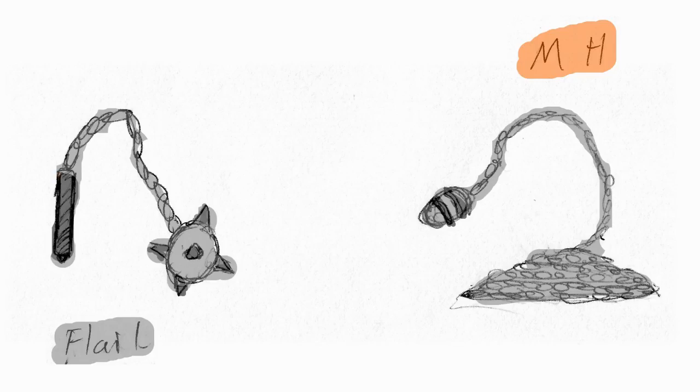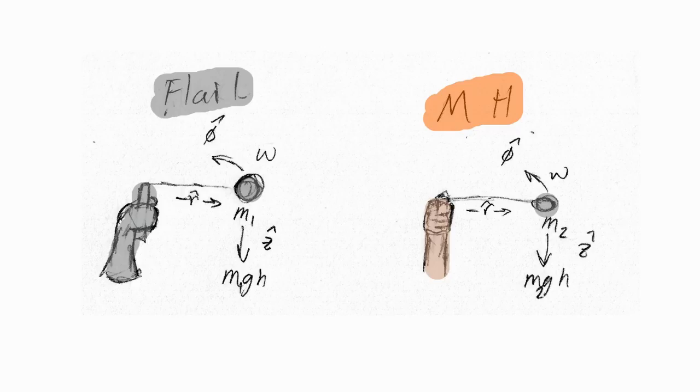So this is a flail on the left and a meteor hammer on the right, just to give an idea of what the two weapons look like. For the flail, it has a fixed radius and some mass on the end of that radius rotating around the fixed point. And it's rotating at a speed omega in the phi hat direction. And of course there's the force of gravity in the negative z direction of m1 g.